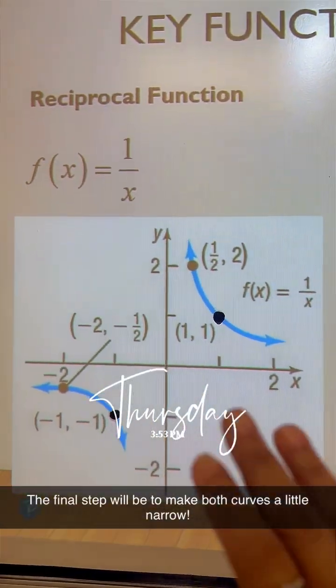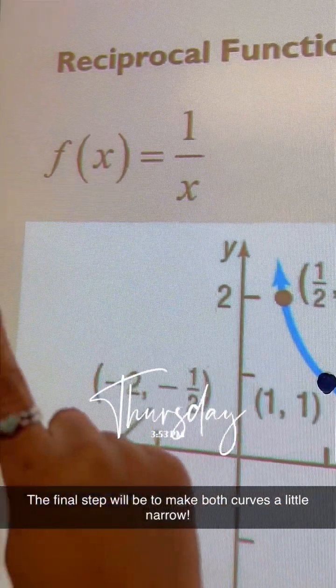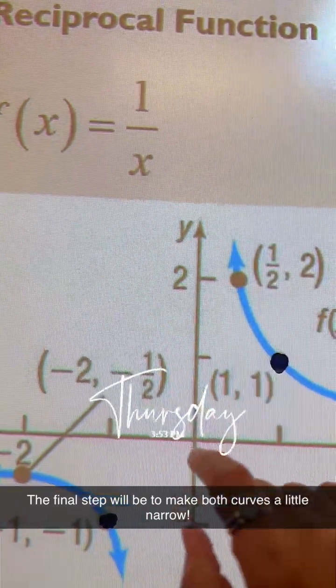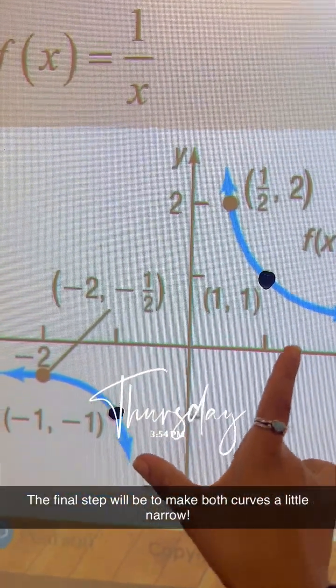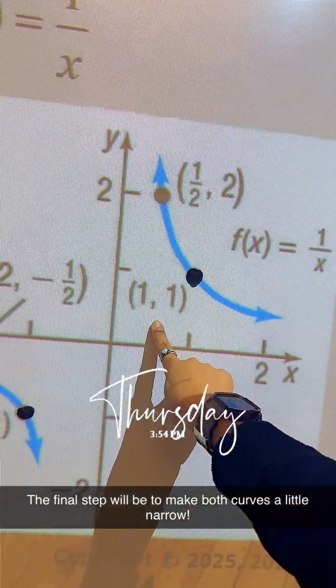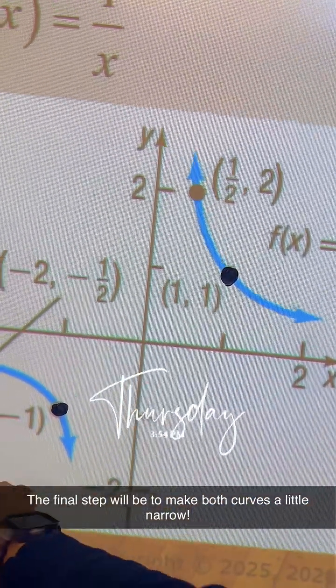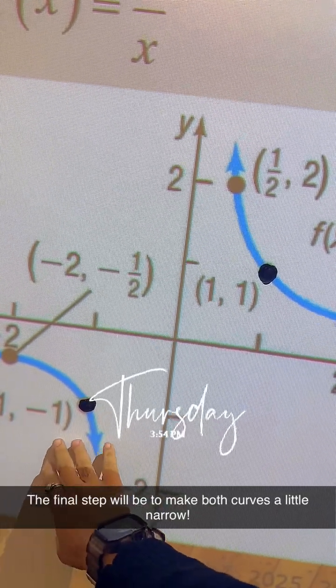So let's go see an example with the reciprocal function. f(x) equals 1 over x. This is my function. This is the graph for that function. I want you to keep in mind this point right here, (1, 1) and (-1, -1). Where does this point come from?